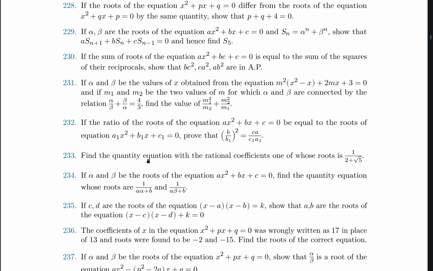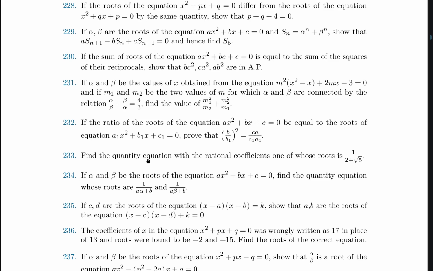Now question 235 says that if c and d are the roots of the equation (x - a)(x - b) = k, show that a and b are the roots of the equation (x - c)(x - d) + k = 0. So we have the given equation x² - (a + b)x + ab - k = 0. Since c and d are the roots of the equation, c + d = a + b and cd = ab - k.